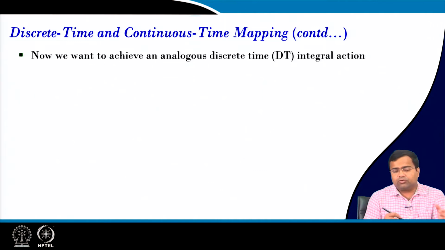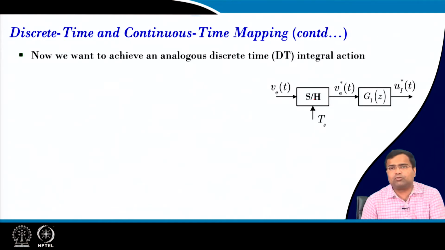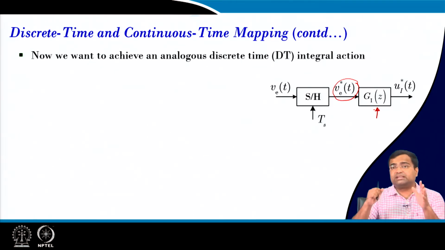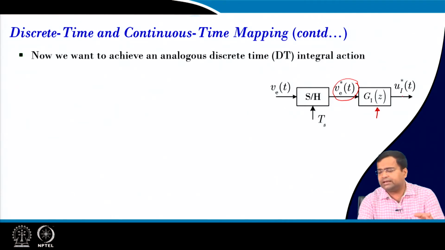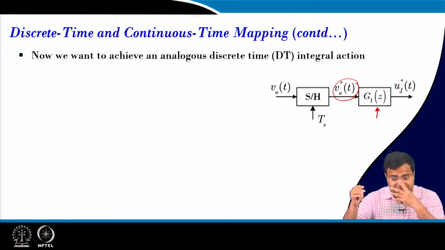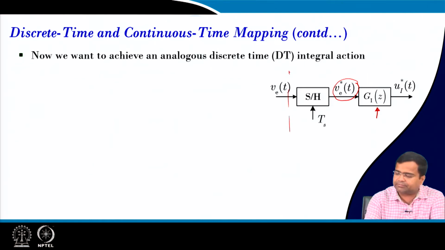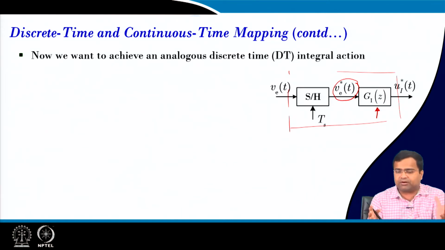Now, in order to achieve an analogous discrete time integral action, first we have to draw the sample and hold. So, in digital control, this error voltage is passed through a sample and hold circuit, and this is the sampled error voltage. And now it is passed through a digital integral controller, or discrete time integral controller, and then we are getting u_i of sample t. So, u star t is a sampled version of this, and we want to get the transfer function between u sample and this error, and show how they compare with their continuous time counterpart.